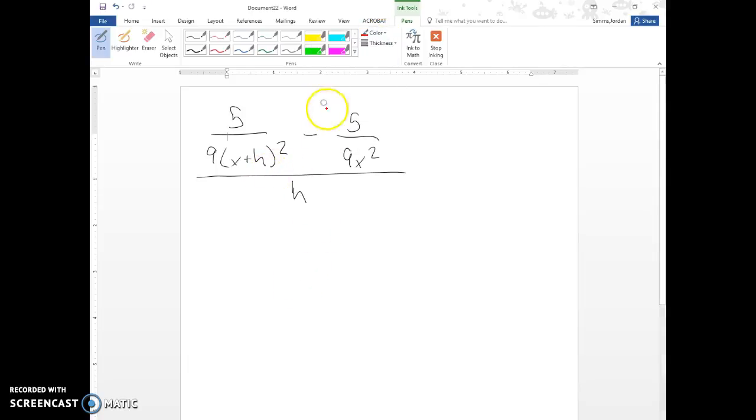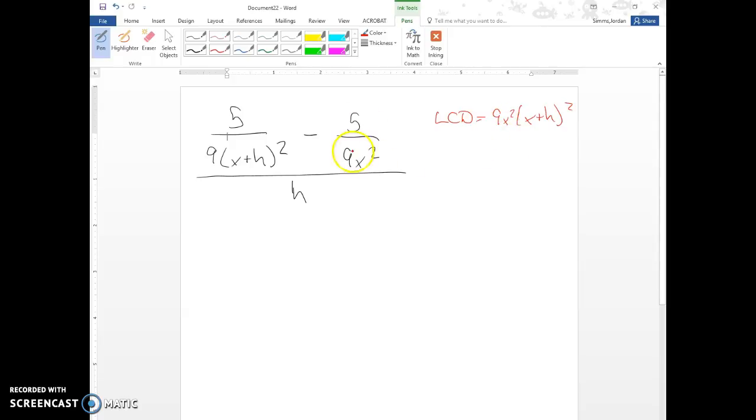It's a bit of a doozy, and it actually leads to a discussion on calculus and limits, but we'll skip that for today. I'll just show you how to simplify this. Let's focus just on the top part here, and we need to come up with the LCD. Because we're subtracting two fractions, remember we have to have a common denominator. So the LCD here is going to be 9x squared times x plus h quantity squared.